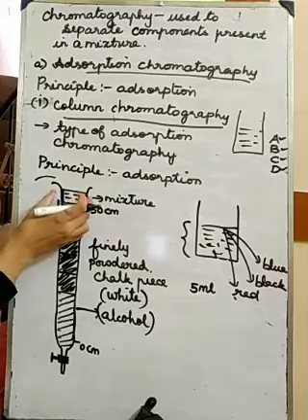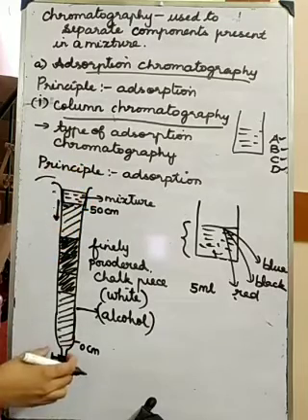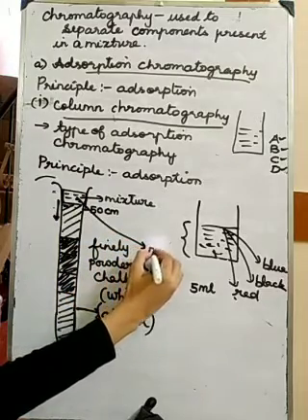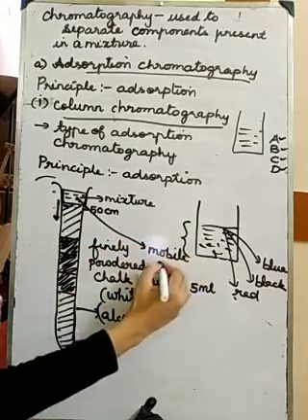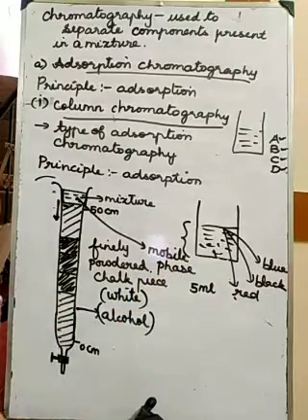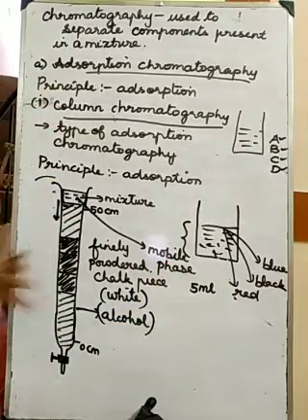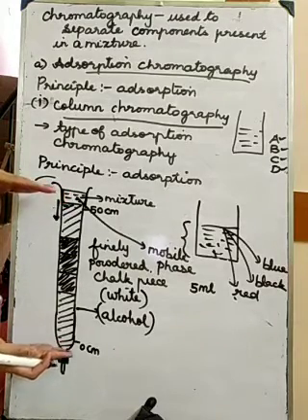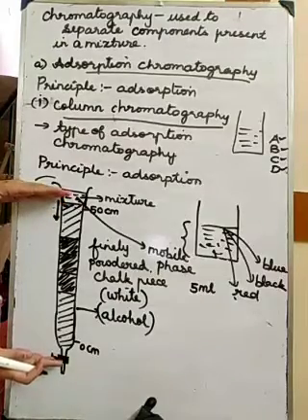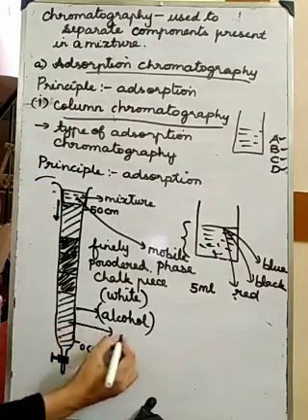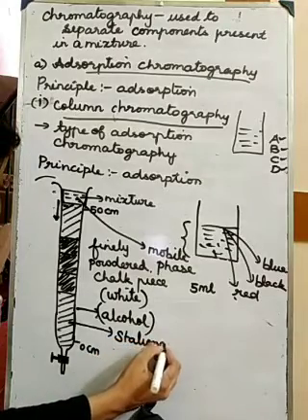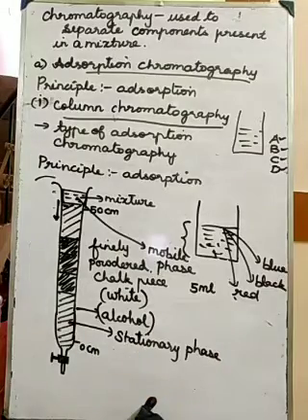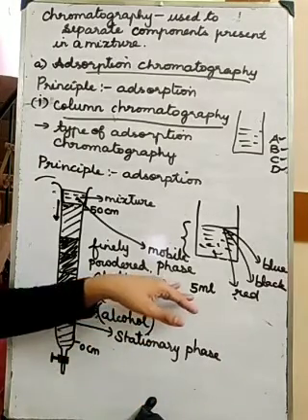So the solution which is moving is called the mobile phase. Mobile means moving. It is the moving phase. The part of the chromatography which is not moving at all, the chalk piece powder, is intact. That is called the stationary phase. So we have the stationary phase and the mobile phase.